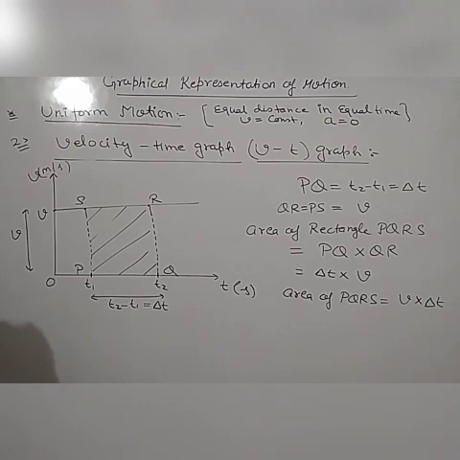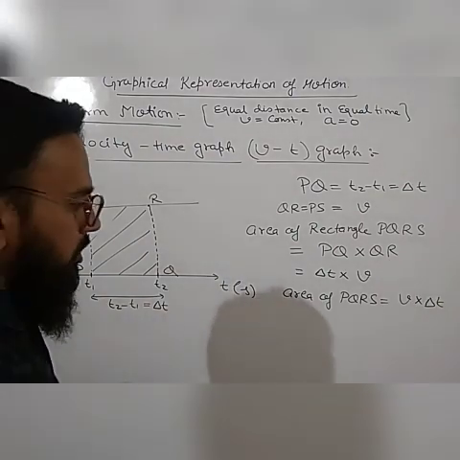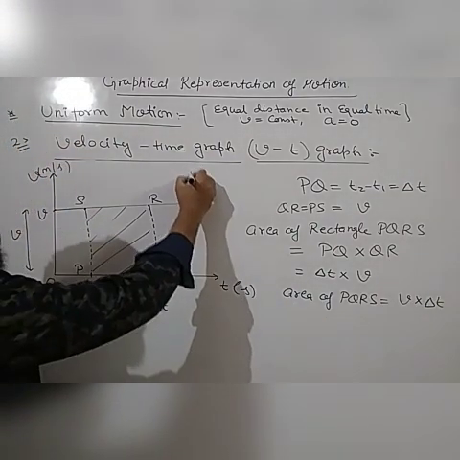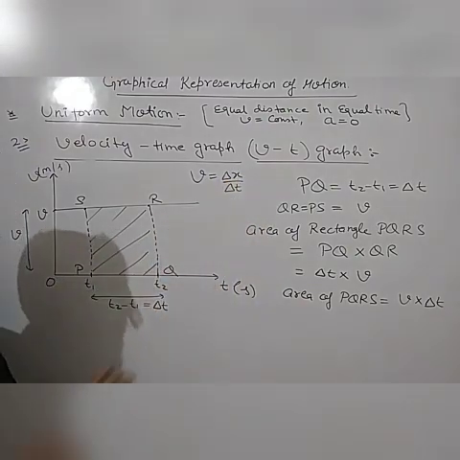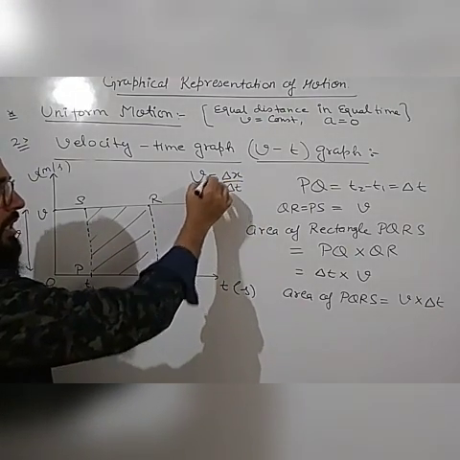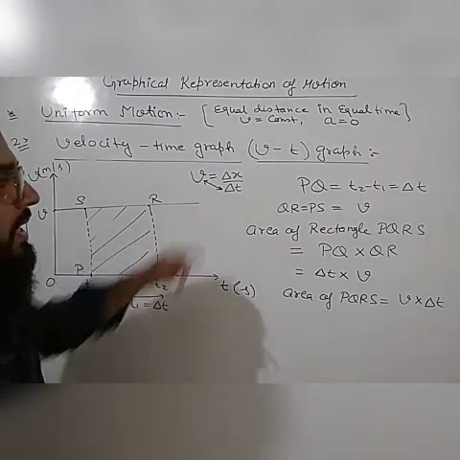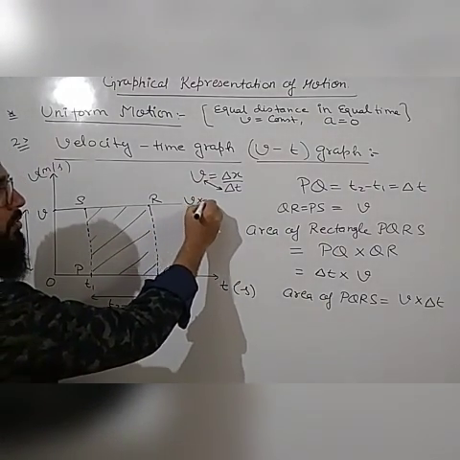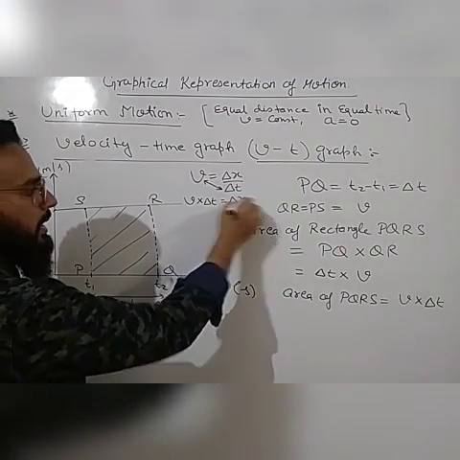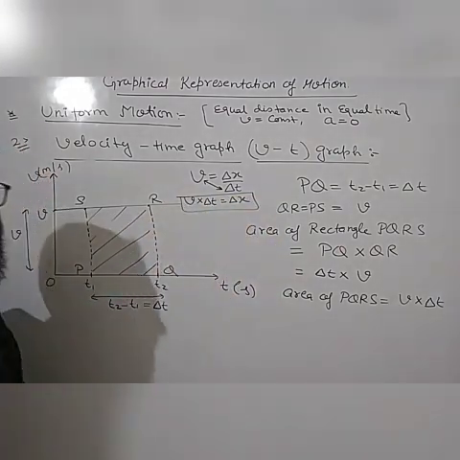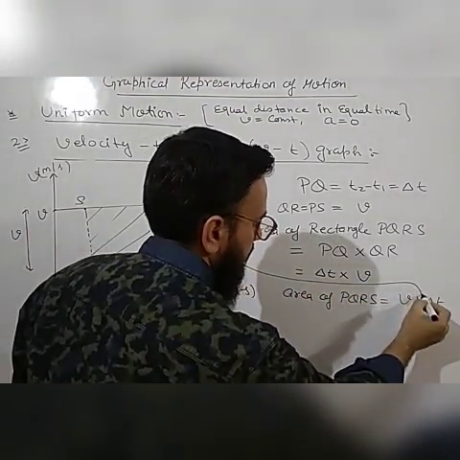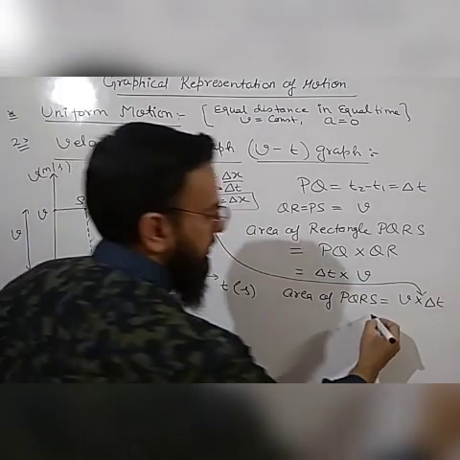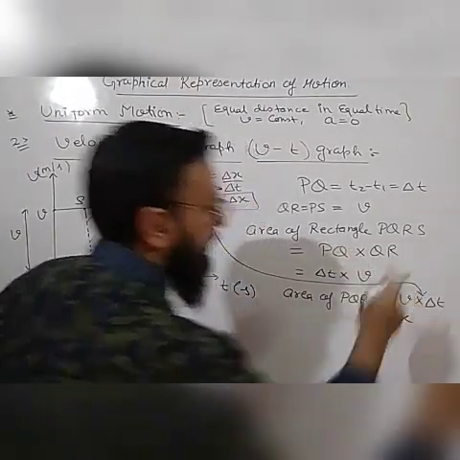Clear? It is equal to V into delta T. Now, if you remember the formula of velocity, what was the formula of velocity? Velocity is equal to delta x upon delta t. Then what will be the value of V into delta t? If we cross multiply these two terms, then V into delta t is equal to delta x. We all know this. So if we put the value of V into delta t here, what will we obtain? It will be equal to delta x.